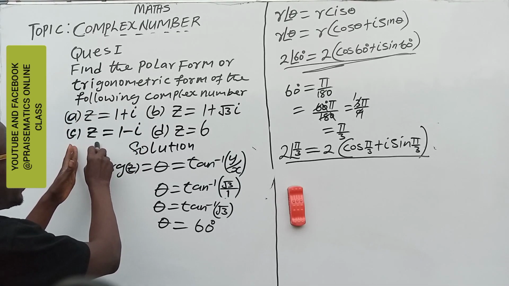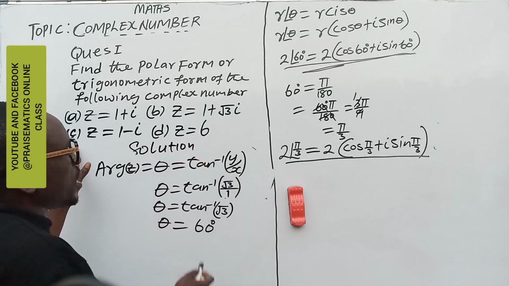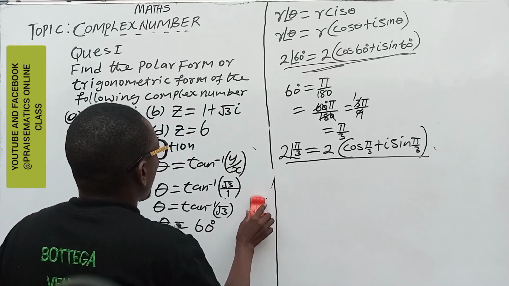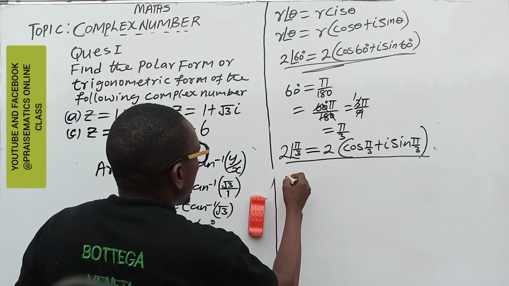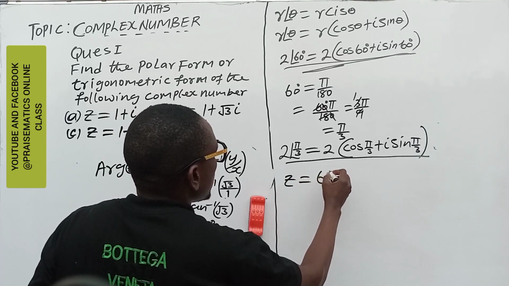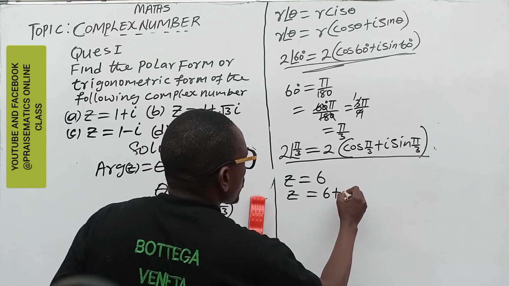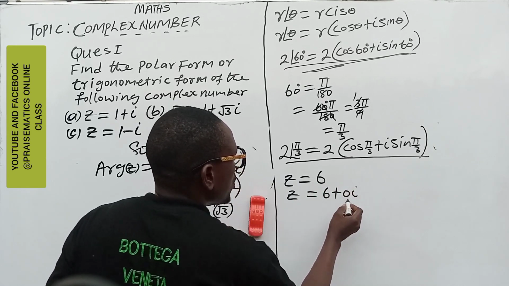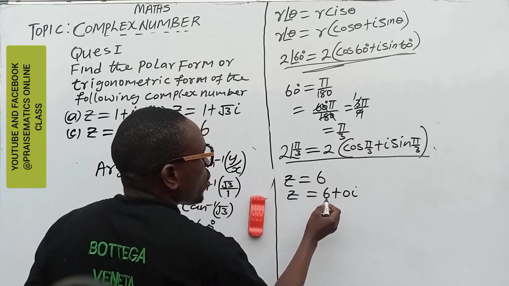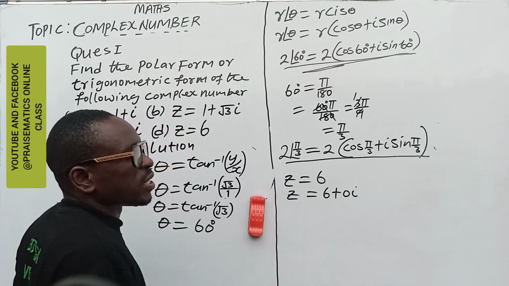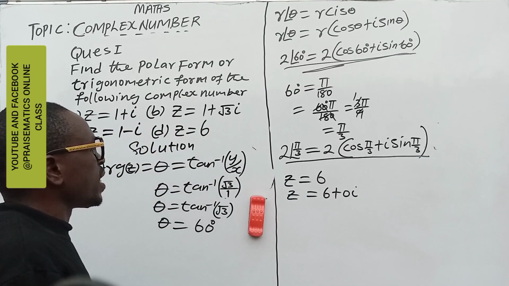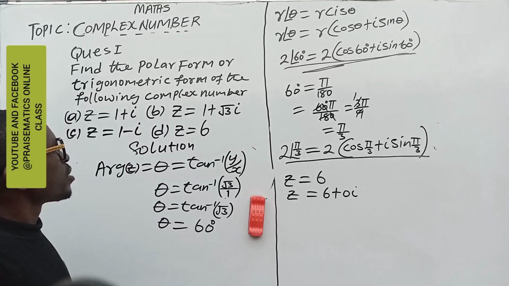Try the C and the D. In D, where they say that z is equal to 6, that is the same thing as saying that z is equal to 6 plus 0i, so that your y will be 0 and your x will be 6. So that is how you are going to translate it. Try it and solve the question.